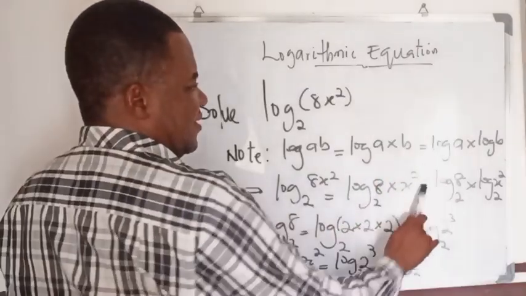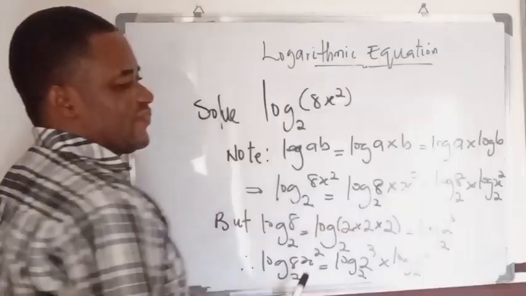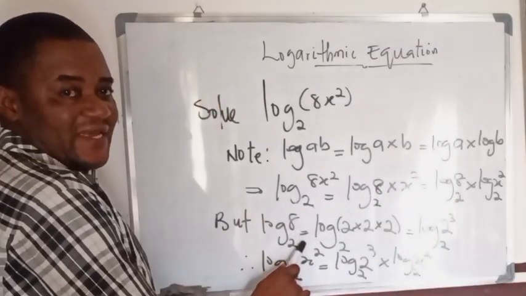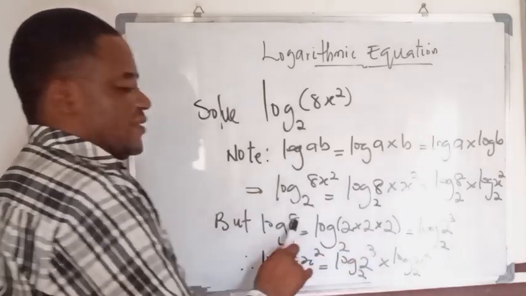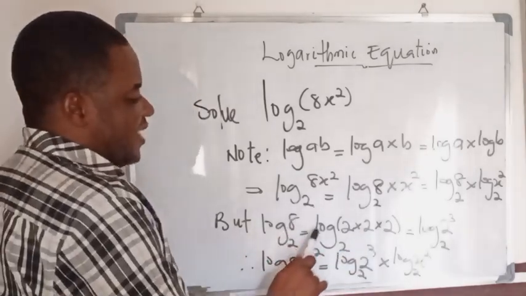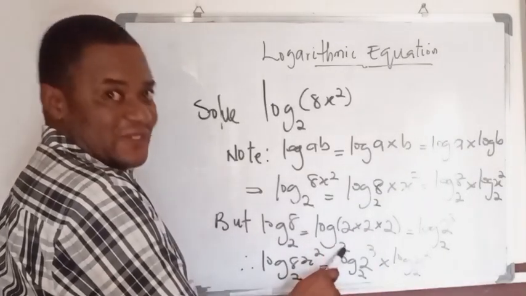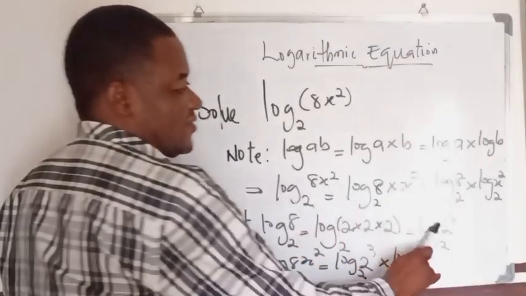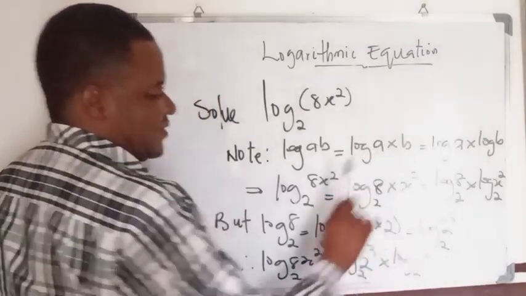And the same thing, log 8 base 2 times log x squared base 2. But for log 8, we can rewrite log 8. Because 8 is 2 times 2 times 2, we can have log of 2 times 2 times 2, base 2. And 2 times 2 times 2 is the same thing as 2 raised to power 3. And that will give us this analogy.